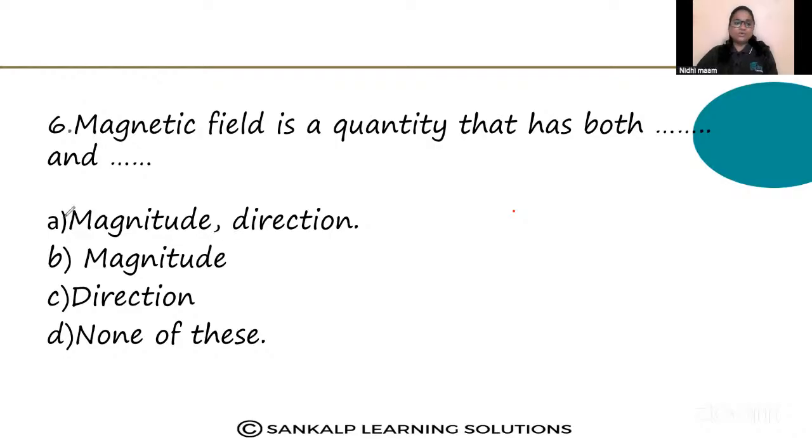Very good. So option A, it has a magnitude, which means it has a certain value. Direction means it will be having a particular direction. So option A is the right answer.